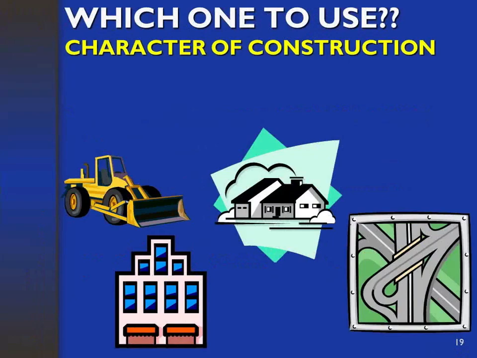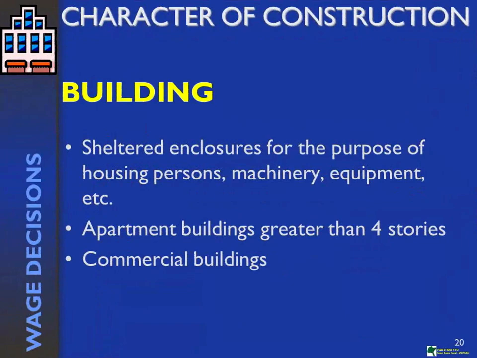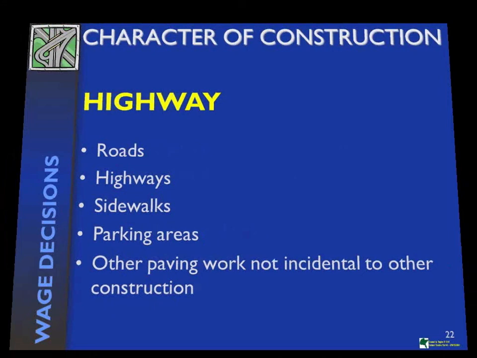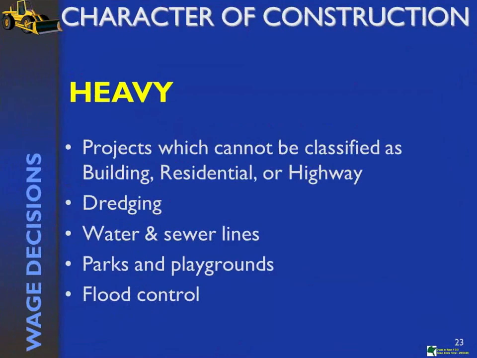This question came up. I went through it a little quickly, and I think we're running short on time, but I just want to briefly touch upon the 4 basic classifications for character of construction: building, highway, heavy, and residential. Depending on the type of work, the scope of work will determine the type of wage decision that should be applicable to the contract. This information is in your handout, and what it comes from is the A130 and A131.